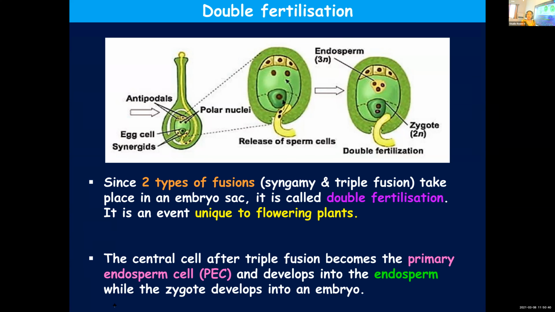Now after the formation of PEN, you will call the central cell the primary endosperm cell, because it is having the PEN, or primary endosperm nucleus. It will gradually develop into a structure known as endosperm. Endosperm is a structure with food reserves for nourishing the growing embryo. Endosperm provides nourishment for the growing embryo.